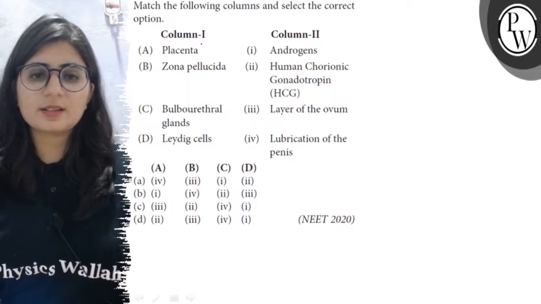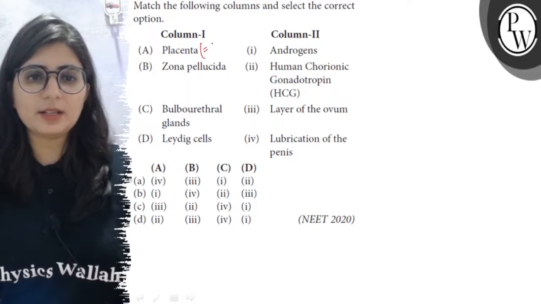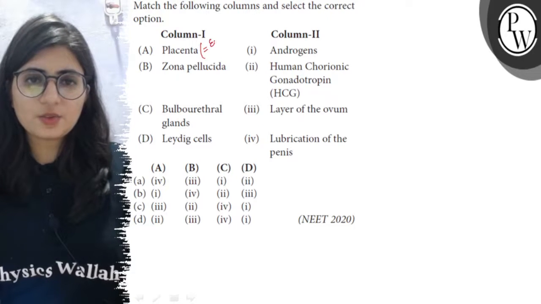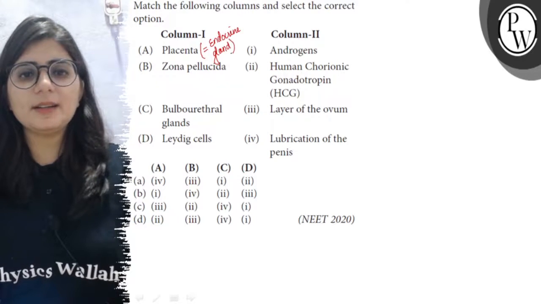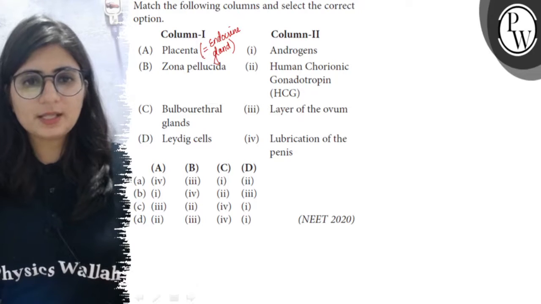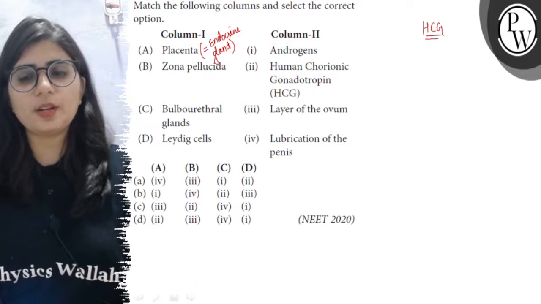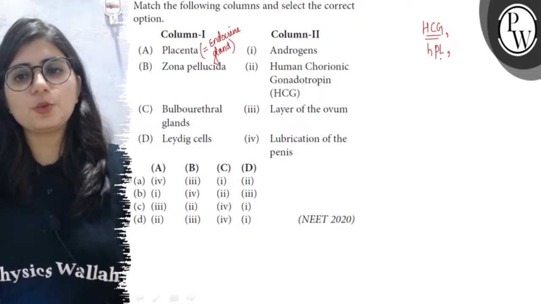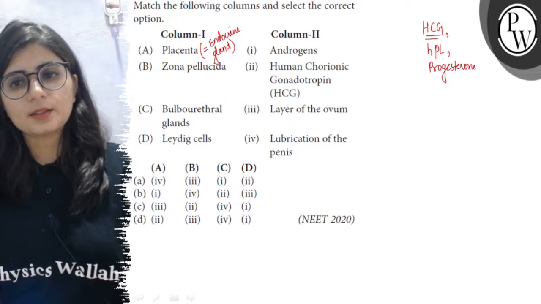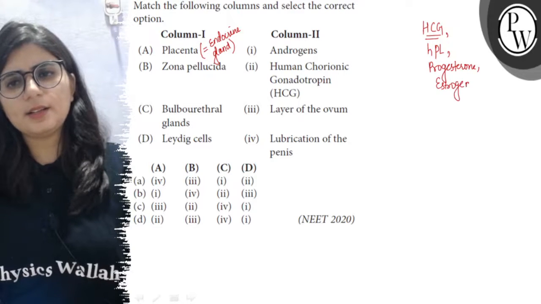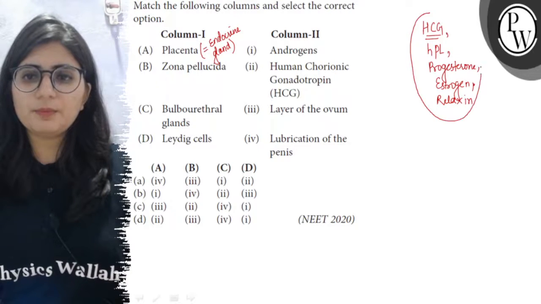So placenta is the tissue which is connecting the mother with the fetus. So placenta is also acting as a temporary endocrine gland. It means when we say endocrine gland, it means it releases hormones. So placenta releases a number of hormones which include the HCG or the human chorionic gonadotropins, HPL, it means the human placental lactogen. It also releases small amount of progesterone, estrogen and a little amount of relaxin also. So these are the hormones which are released from the placenta.